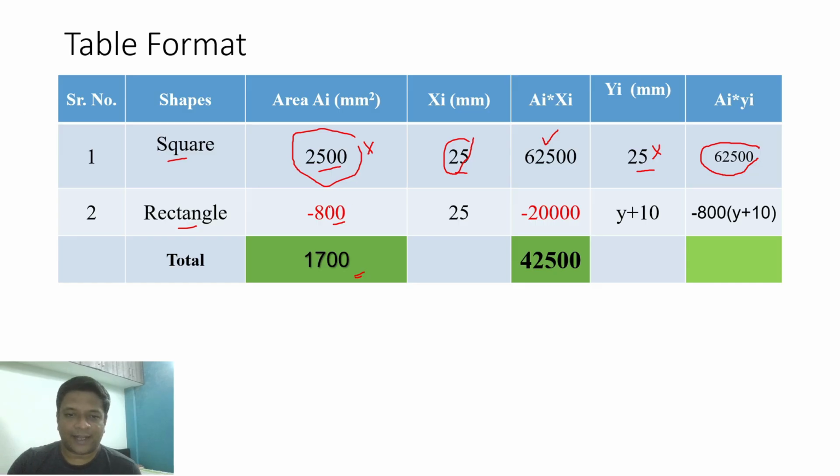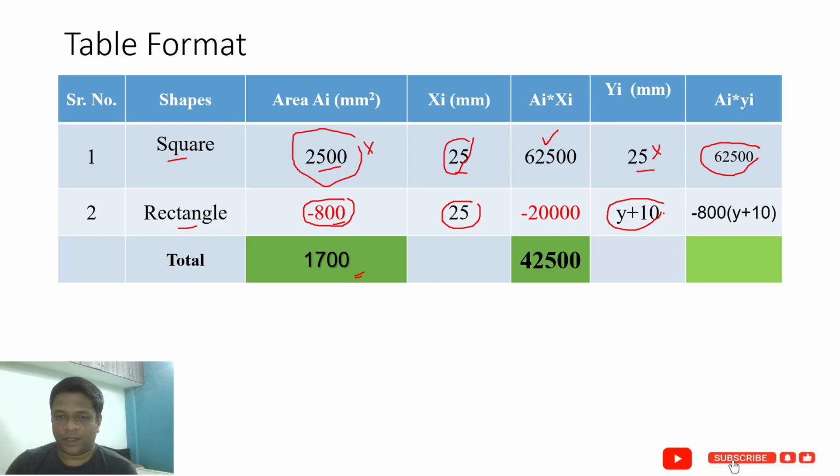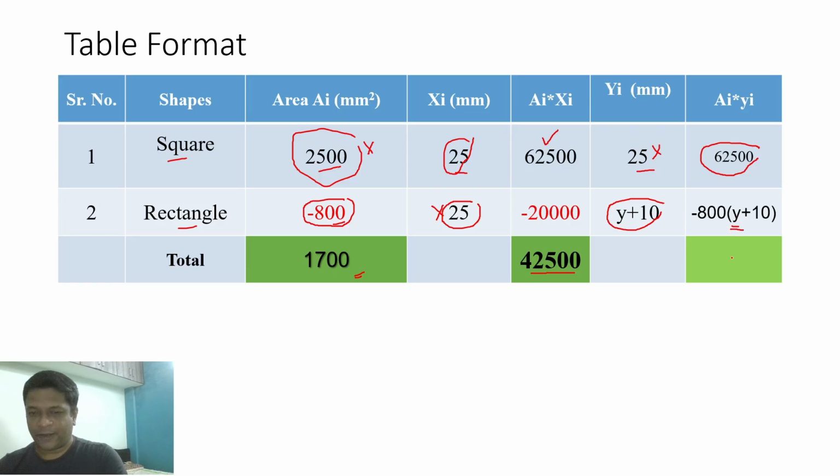The next one is a rectangle whose area is minus 800. xi bar is equal to 25 and yi bar is equal to y plus 10. So here we multiply this minus 800 with 25, we get the value minus 20,000, which gives 42,500 after addition of these two. Then minus 800 into y plus 10. Now the value of y is not known, so we will not write it directly. Better we solve it by equation.